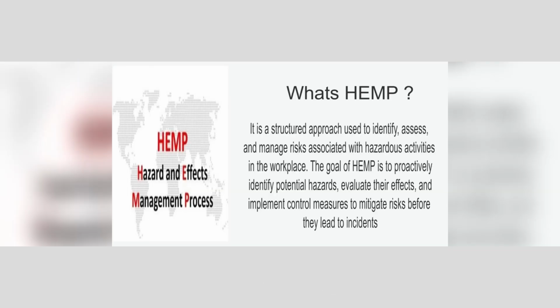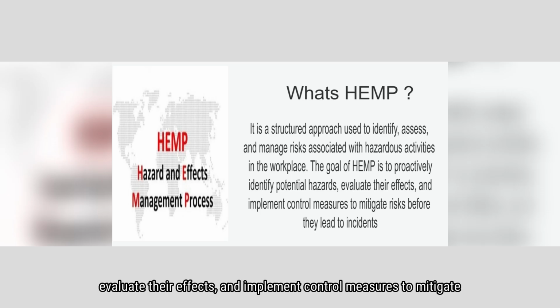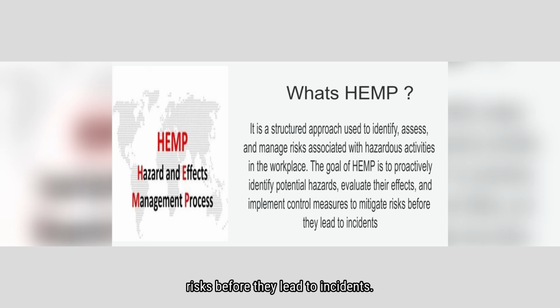What is HEMP? HEMP stands for Hazards and Effects Management Process. It is a structured approach used to identify, assess, and manage risks associated with hazardous activities in the workplace. The goal of HEMP is to proactively identify potential hazards, evaluate their effects, and implement control measures to mitigate risks before they lead to incidents.